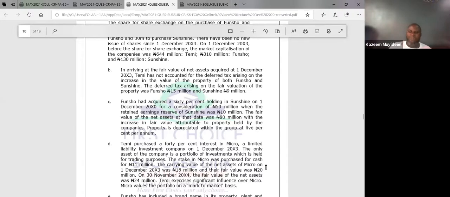Okay, I'll now ask what is the fair value at the reporting date? On 30th November 2004, the fair value of the asset is now 24 million. A year later, as at year end, the fair value is 24 million. I will not take my own percentage: 24 minus 20, fair value, it is trading purposes in line with IFRS 9. 24 minus 20, 4 times 40%. Anything he gives me, I will credit the investment.